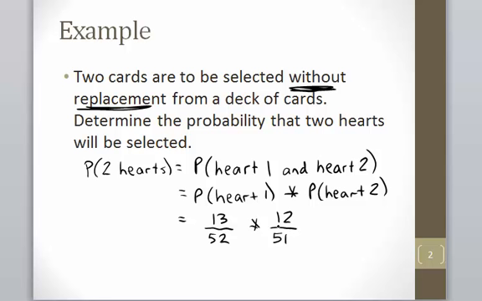And when we do that using our calculator, 13 times 12 is 156. And 52 times 51 is 2,652. And we'll use our calculator, or you can reduce by hand, either way. When we reduce this fraction, we come up with a final answer of 1 over 17.